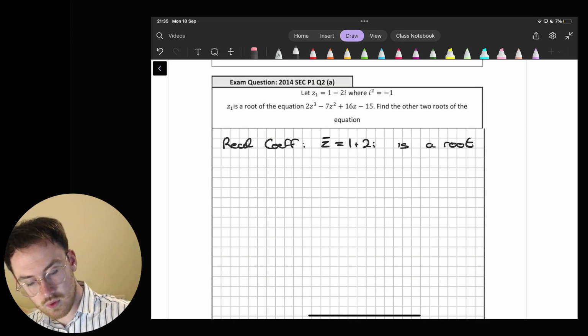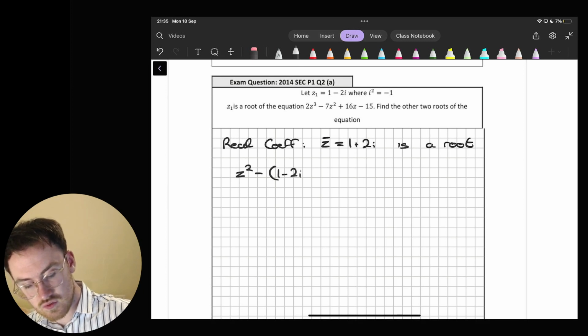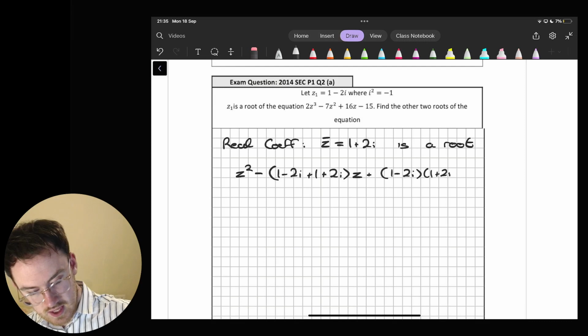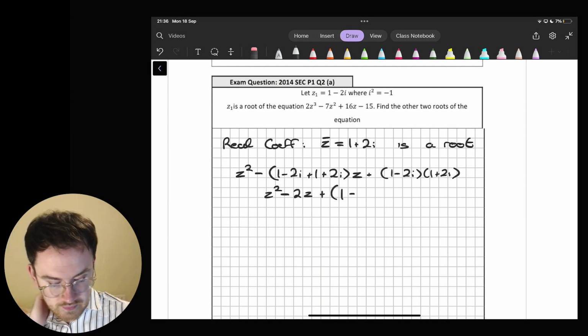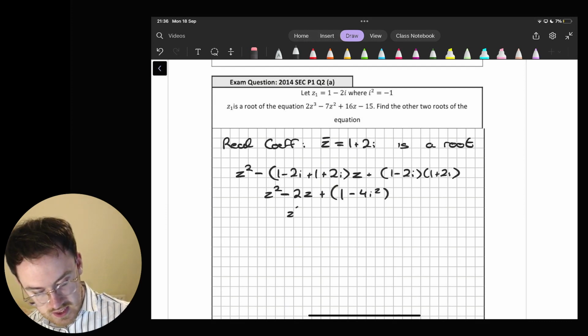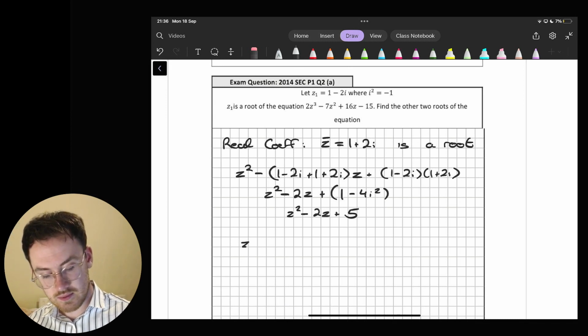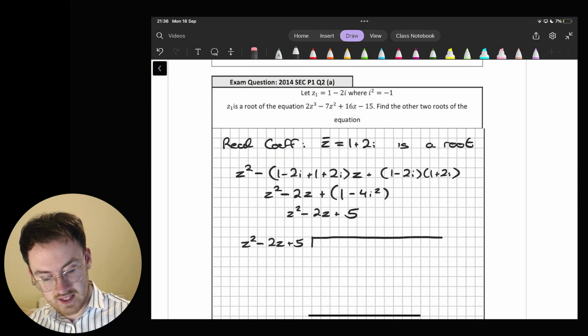Okay, same as before. We can find the quadratic that would have both of these as roots by using that little trick from earlier. So minus the sum of the roots, and multiply the roots at the end. So z squared minus 2z plus, let's see, 1 minus 4i squared, so z squared minus 2z plus 5. And then we're going to be dividing that into the cubic equation to find the last remaining root that we have.